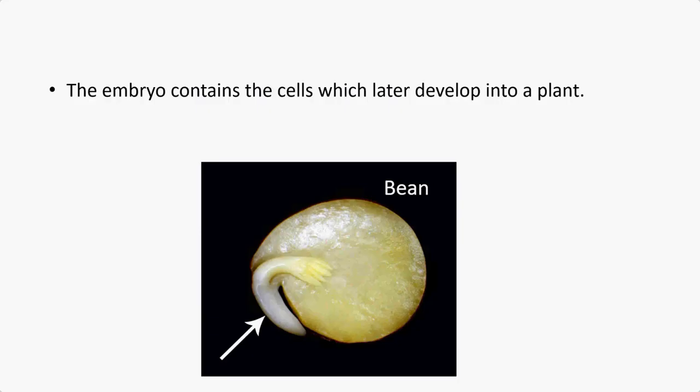Now the last slide of today's class. The embryo contains the cell which later develops into a plant. Can you see that embryo? White color one. It has a cell which later develops into a plant. With this we finish today's class.